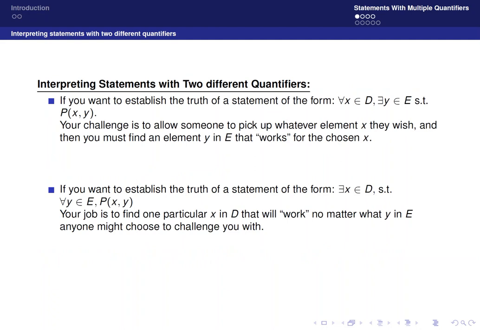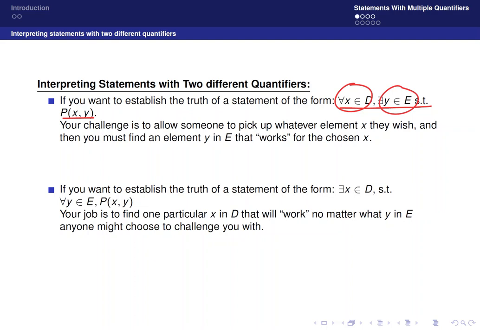How to interpret statements with two quantifiers. For example, if we begin with statements of the form, "For all x in the domain, there exists a y in the domain such that the predicate p of x, y is true." Here, the challenge is to allow somebody to pick whatever element x they wish, because that was first, and your job is to find a corresponding y that works. In other terms, your job is to find the y so that the predicate p(x, y) will be true.